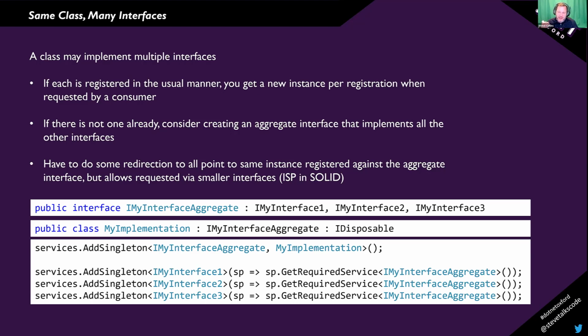In some cases, you may want to aggregate the interfaces together, as I've done here. So I've got a sort of composite interface of my interface 1, 2, and 3. This may be a benefit if you don't want consumers to be able to request the concrete implementation directly. So if you think back to the IDisposable issue where you didn't want to register the concrete because there's a risk that Dispose might get called.